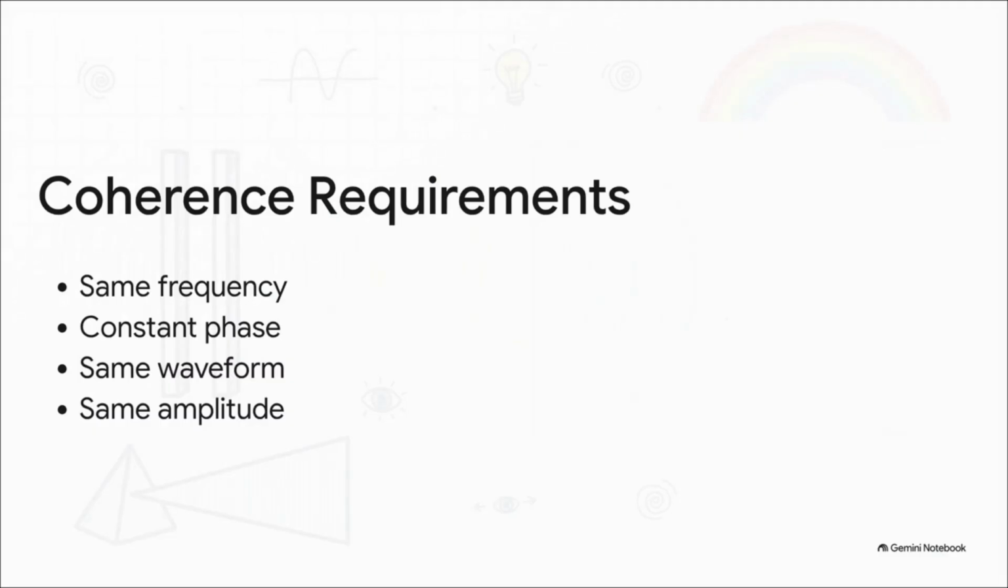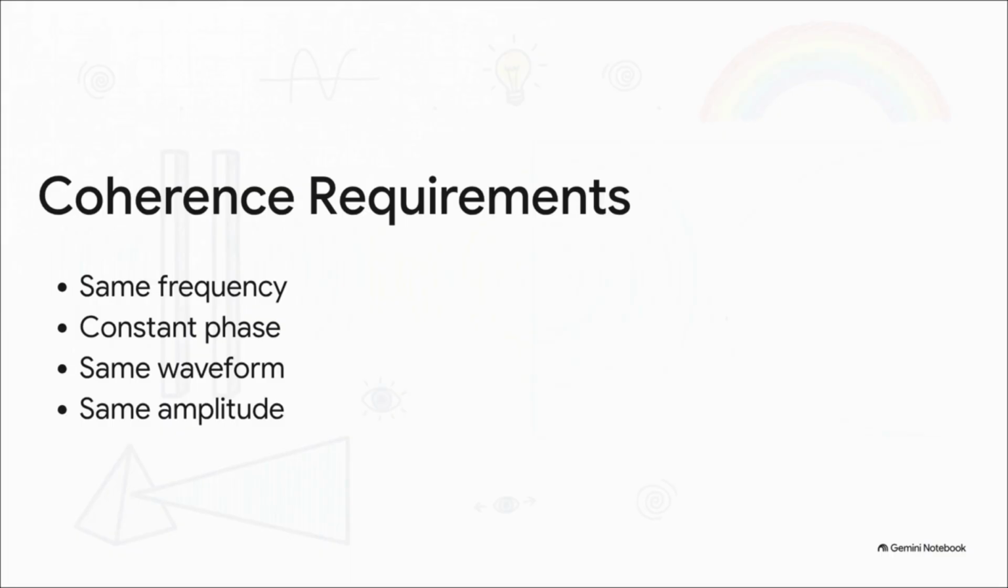Now, it is incredibly difficult to get two separate sources to be coherent. Here is the strict textbook checklist. First, the sources must emit the same frequency or wavelength, meaning they need to be monochromatic, just a single color. Second, they must have a constant phase difference, or be in the exact same phase. Third, they must have the same waveform. And finally, preferably, they should have the same amplitude to ensure those dark spots are truly completely dark.